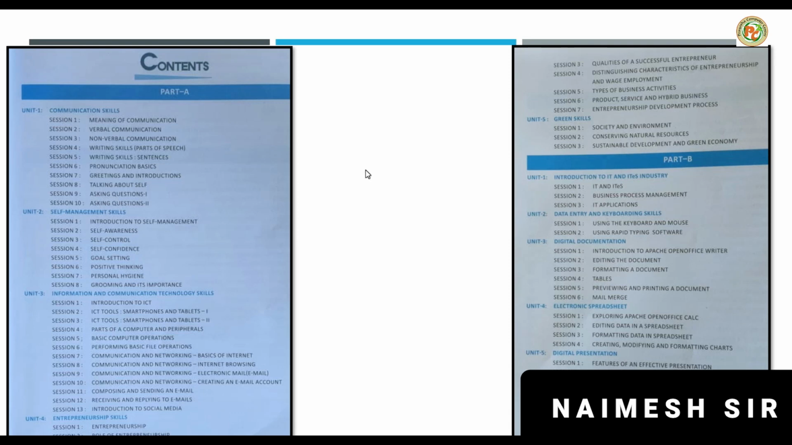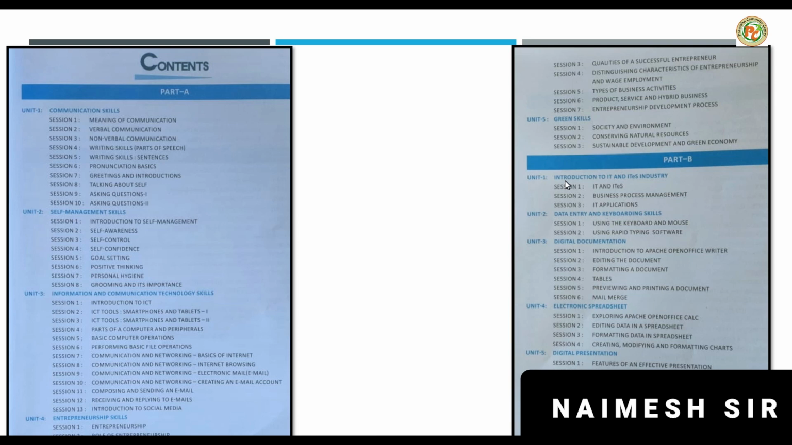In this syllabus there are two parts, part A and part B. Part A is based on English, like grammar, communication skills, self-management skills, information and communication technology skills, entrepreneurship skills, then green skills. So these are based on language, so we will cover them next. Today we'll start part B because it is based on the computer, right?